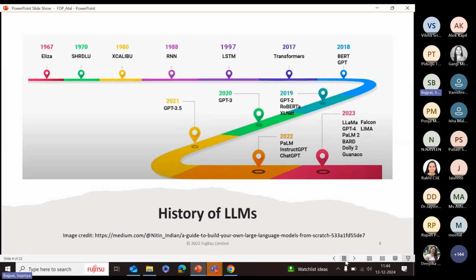So right now GPT is the best, and Llama, Bard, Dolly 2, and Falcon are the best models today.